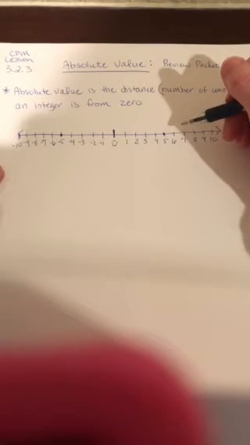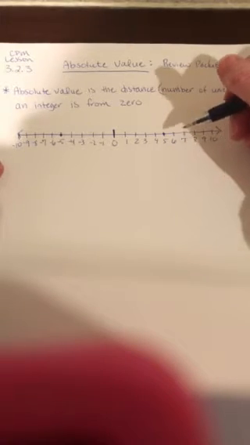Absolute value is the distance or number of units an integer is from 0, okay? And so let's take a look here. If we put a dot on -5 and a dot on +5, we know that yes, 5 is a much larger number than -5, but when we're talking about absolute value, we're talking about the distance from 0. Which one is closer to 0? Neither one. They are the exact same distance from 0.